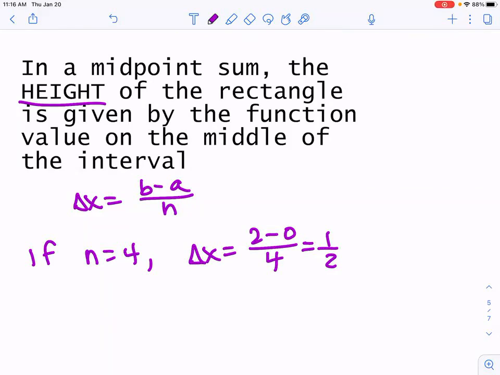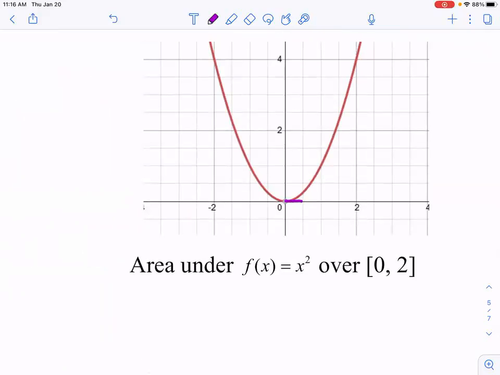Okay, now the height of our rectangle is going to be determined by the middle of the rectangle. So from 0 to 1/2, the height is happening at f of 1/4. So what's happening with these rectangles? There's like a little bit over and a little bit under the curve. Would you agree?